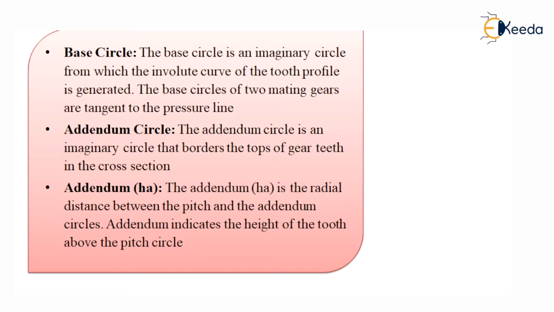Next is addendum circle. It is an imaginary circle that borders the top of the gear teeth in the cross section. Next is addendum. It is denoted by HA. The addendum is the radial distance between the pitch and the addendum circles. Addendum indicates the height of the tooth above the pitch circle.